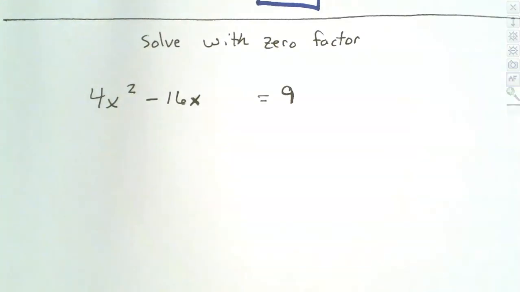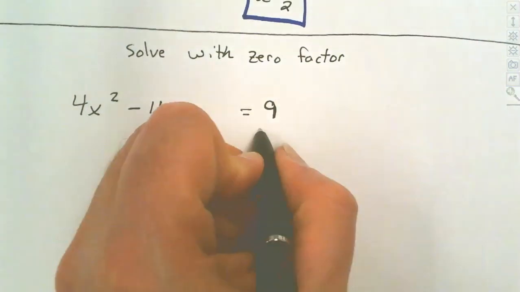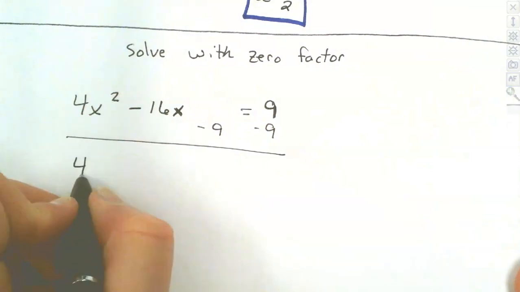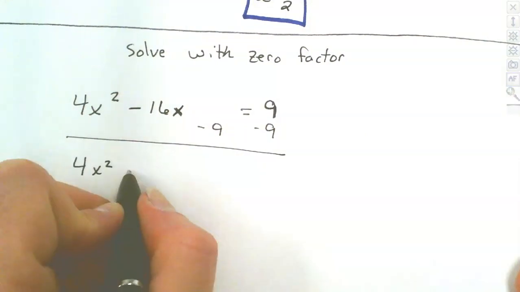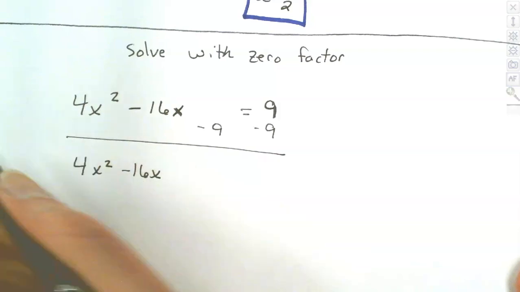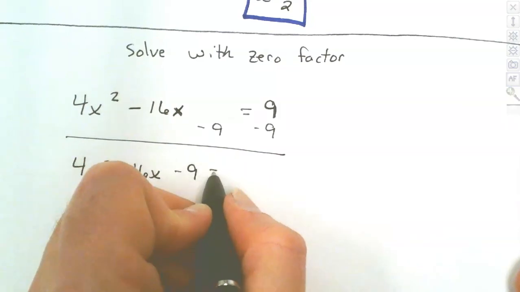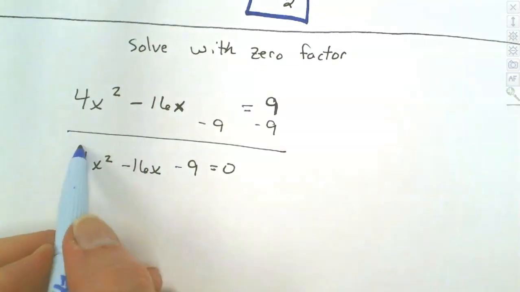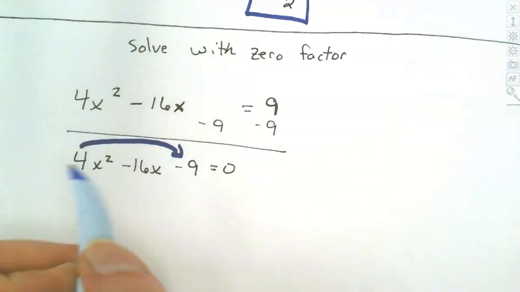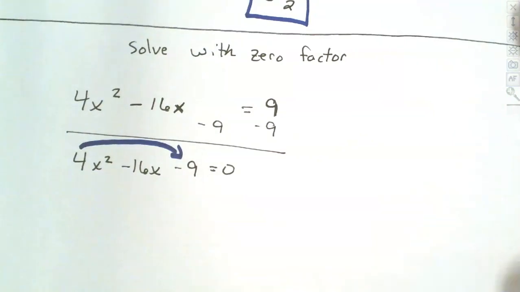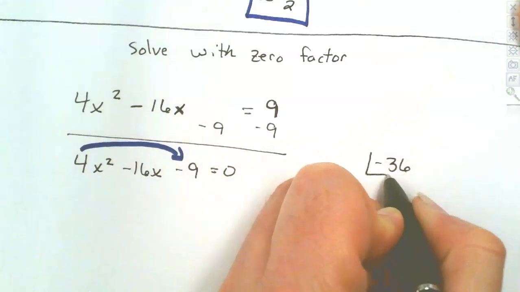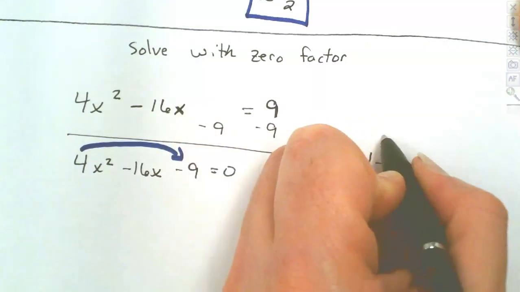Okay, what do we need to do first? Well, we need to set this equal to what? 0. So move that 9 over with subtraction. Then we have 4x squared minus 16x minus 9 equals 0. First times the last. 4 times a negative 9. 4 times a negative 9 is a negative what? 36.